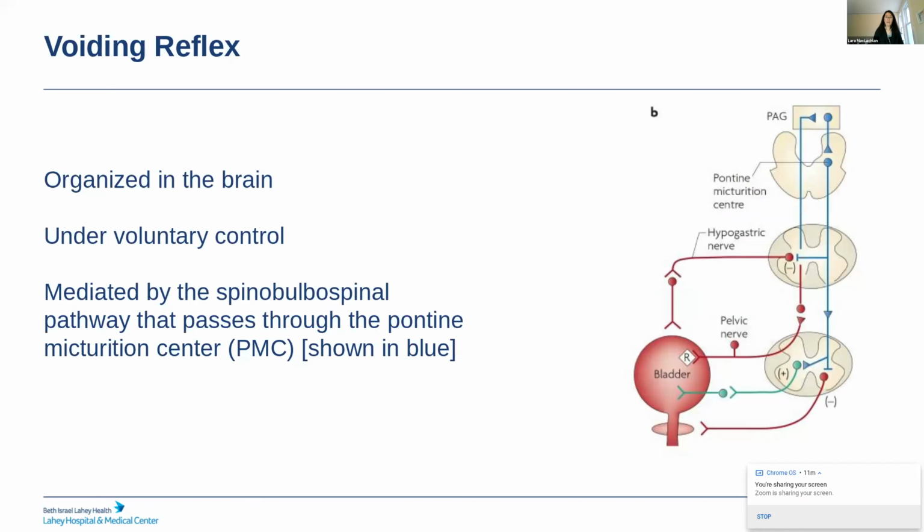Now there's a reflex also for voiding. That's organized in the brain as opposed to predominantly in the spinal cord. And that's because it's under voluntary control. It's mediated by the spinobulbospinal pathway that passes through the pontine micturition center, which is shown here in blue. So the blue arrows are the spinobulbospinal pathway.